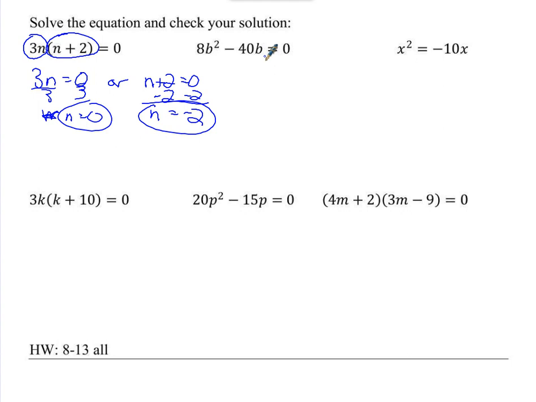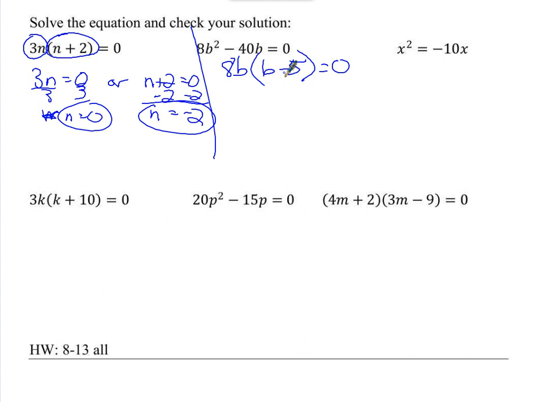What's the first thing you do, any factoring problem? Greatest common factor. What is the greatest common factor of 8b squared minus 40b? 8b. So I factor out the 8b, and what's left over? b minus 5 equals 0. Now, do I have two things that are being multiplied together? Yes, I do. I have this 8b right here, and I have this b minus 5. I made factors. Factors are things that get multiplied together.